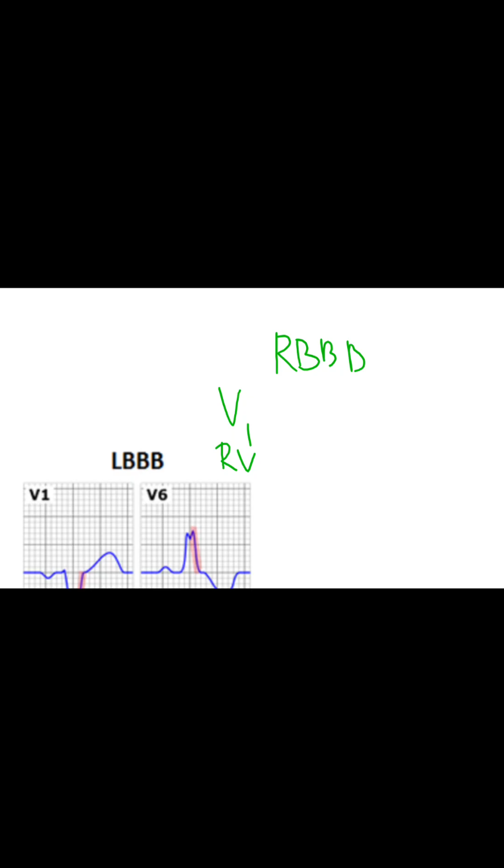As far as V1 is concerned, when the septum is getting depolarized, the usual direction is left to right. Here the right bundle is blocked, but the left bundle is okay, so left to right will be happening normally. That will be a small positive deflection, because left to right means towards the right ventricle. V1 will take it as a positive deflection, but of very small amplitude because it's septal depolarization.